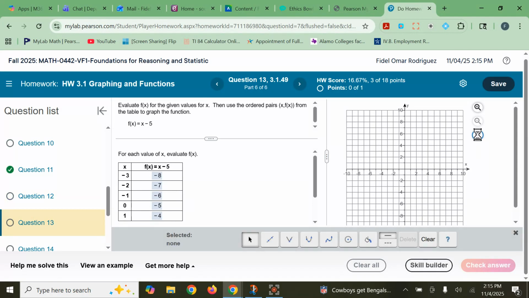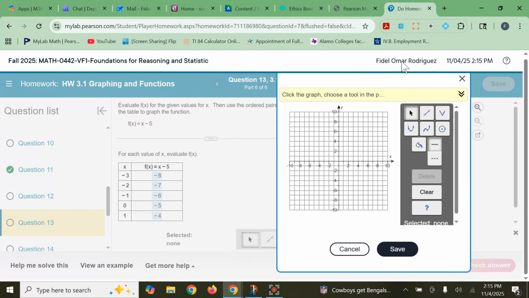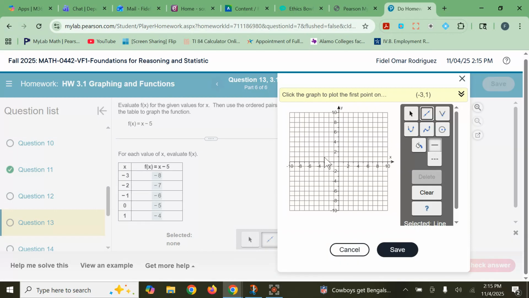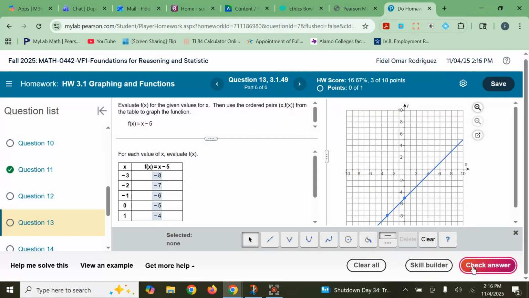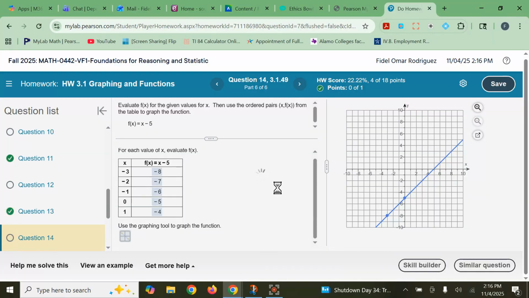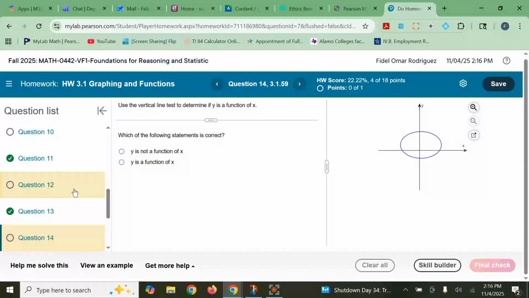Okay. So look, I'm going to do this here. I'm going to move this over so I can see what I got. Here's my line. Okay. -3 and -8. Here's -3. Oops. Trying to get to -8. There's the first one. Okay. The next one am I going to pick? I don't know. I'm going to try 0 and -5. Boom. There it is right there. Save it. Check it. All right. And we're good.